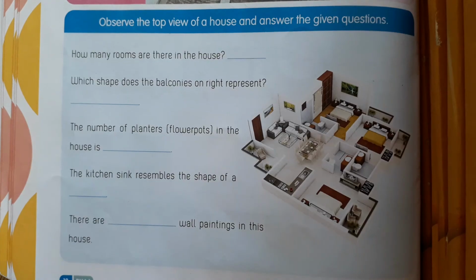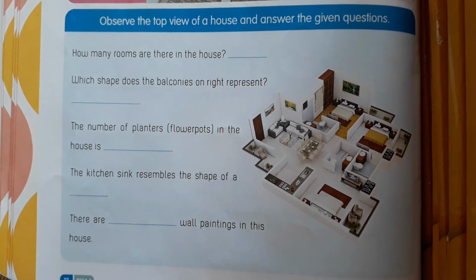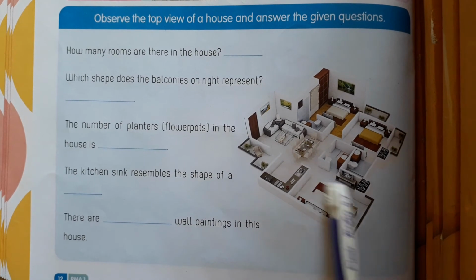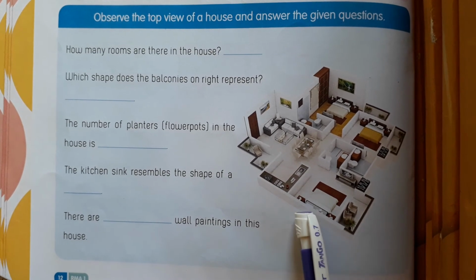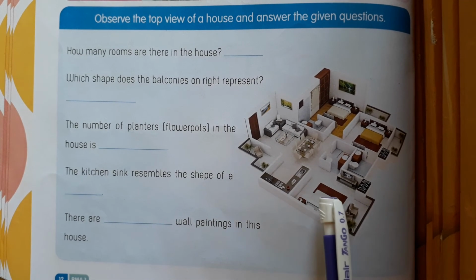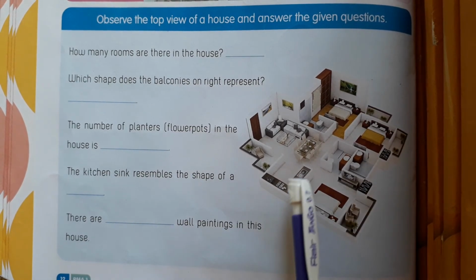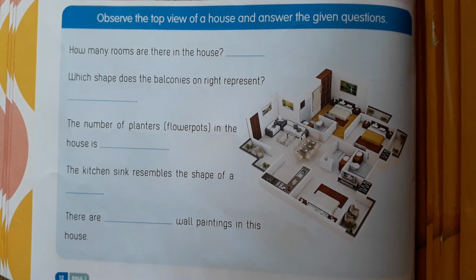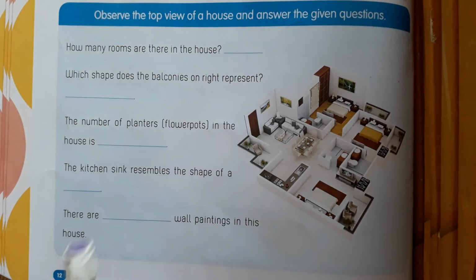Okay. Observe the top view of a house and answer the given questions. Observe the top view of a house. How many rooms are there in the house? Look, children, how many rooms are there? 1, 2, 3. 3 bedrooms, 1 kitchen and 1 living room. How many rooms are there? Total 5. Write 5 here.